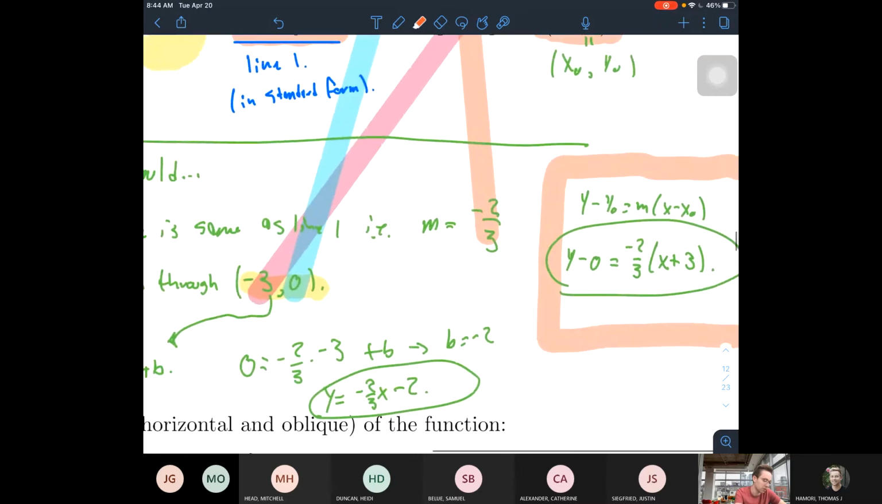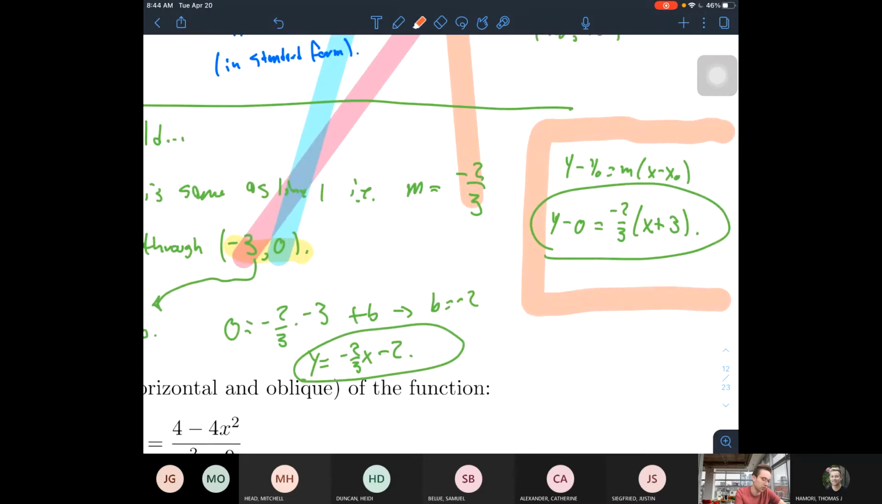And if you multiply this out and distribute that -2/3, you get the same exact thing as you see right here. These are the same, just written in a slightly different way. So that's another way to do it.